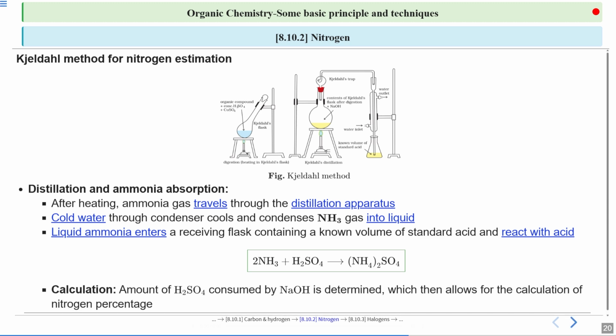Finally, we calculate the amount of nitrogen by determining how much sulfuric acid was neutralized by the ammonia. So ammonia is acting as a base and sulfuric acid is acting as an acid, using a titration with sodium hydroxide. This calculation gives us the percentage of nitrogen in the sample. Understanding this process is vital for accurate analysis in both research and industry. We will continue with more detail.